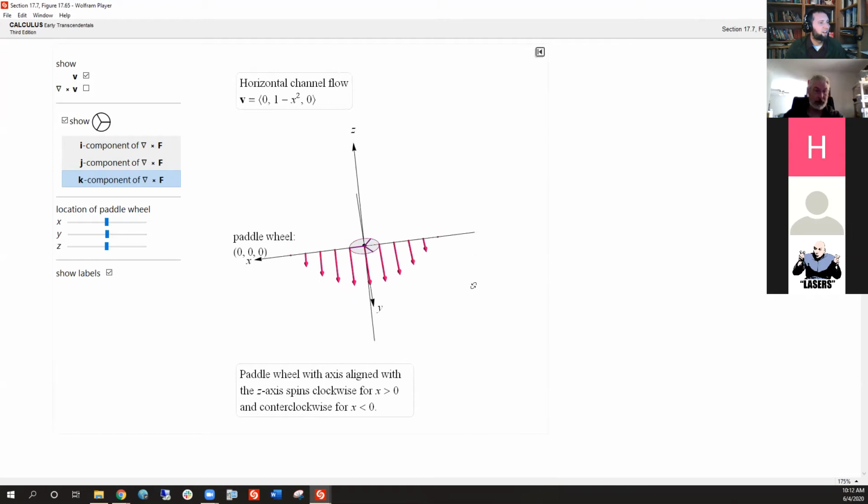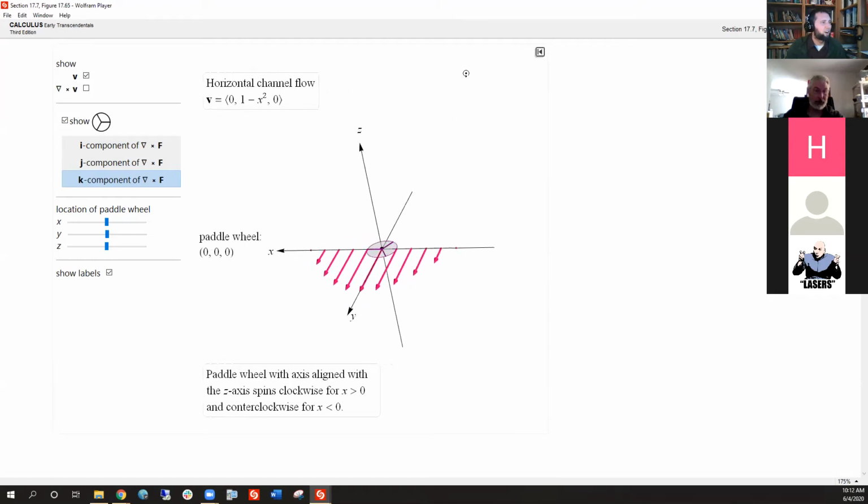So if we stuck our raft here, the current is going to have a tendency to drive the raft toward the shore. I mean, obviously, this is assuming there's no rocks or anything like that. But that was kind of cool.